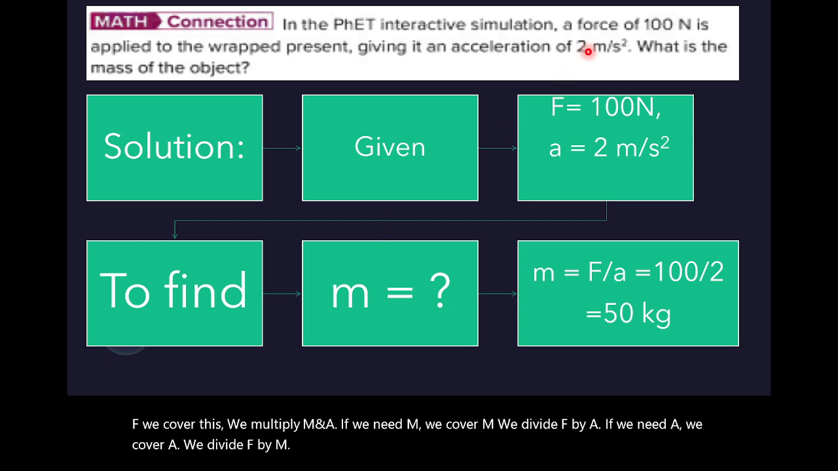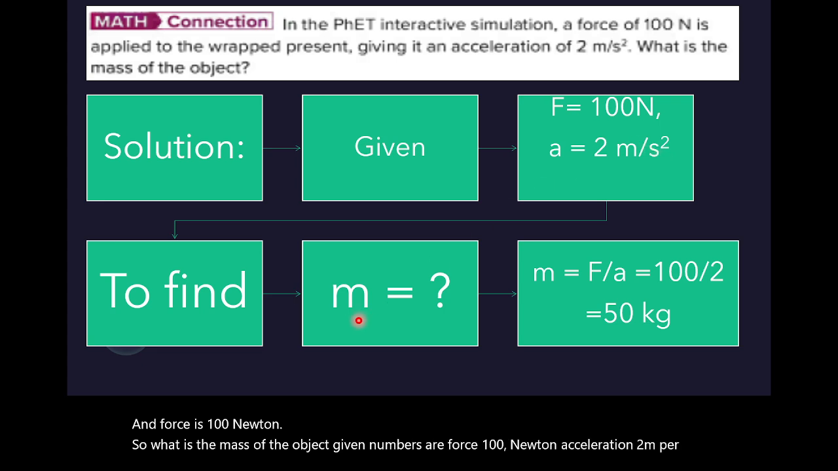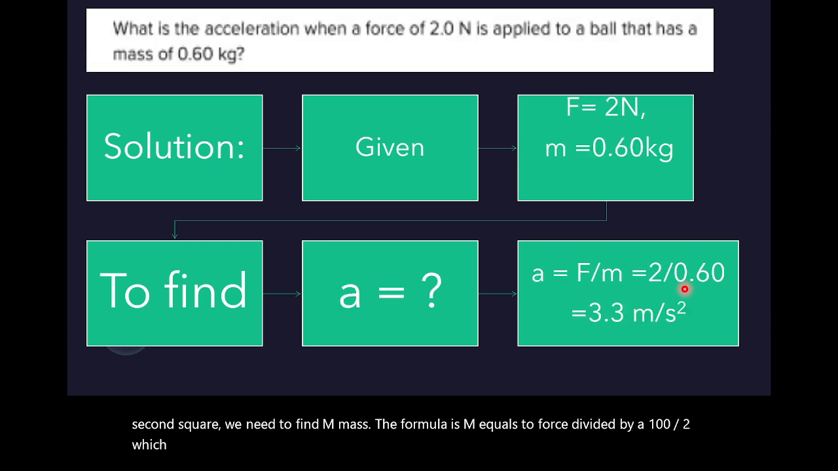Here is a question. There is a force of 100 Newtons. You see the acceleration is 2 meters per second squared, and the force is 100 Newtons. So what is the mass of the object? Given numbers are force 100 Newtons, acceleration 2 meters per second squared. We need to find M, mass. The formula is M equals force divided by A, 100 divided by 2, which is 50 kg.